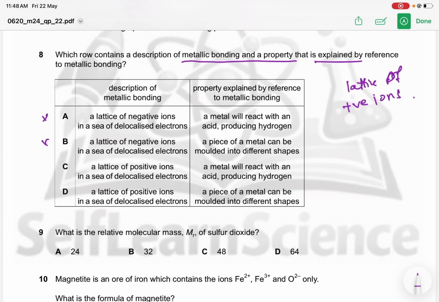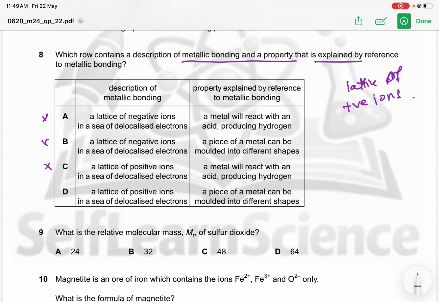Now option C and D, where a lattice of positive ions in a sea of delocalized electrons, that is correct. But let's see the property explained with reference to that. A metal will react with an acid producing hydrogen. And for option D, a piece of metal can be molded into different shapes. Because of the arrangement of the positive ions and the electrons, it has nothing to do with the reaction and the products that are formed. Okay, so that option C is also not correct.